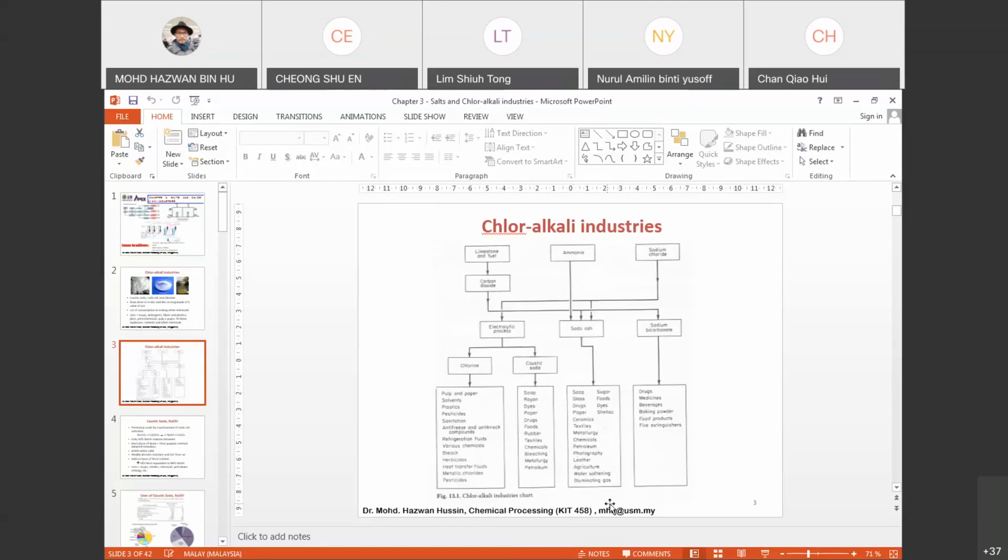Meanwhile, soda ash, sodium carbonate, apart from soap and glass, is also used in ceramics, textiles, metallurgy, chemicals, sugar, foods, and others. And finally, you also have sodium bicarbonate, which is normally produced during the production of soda ash. Bicarbonate, you've heard it a lot, is used for the production of baking powder, food products, fire extinguishers, beverages, and others.